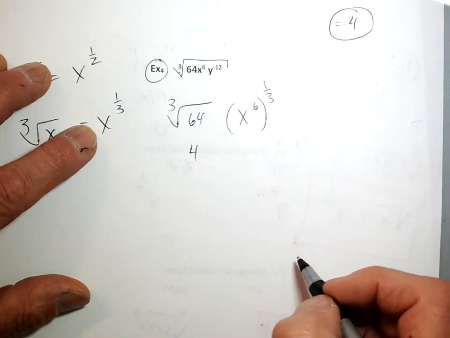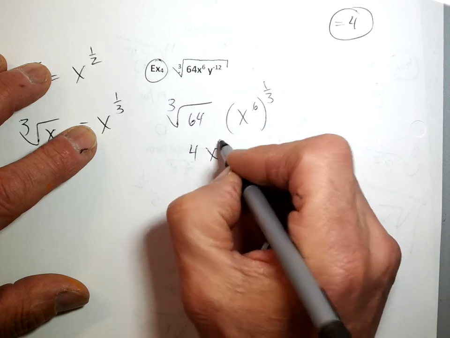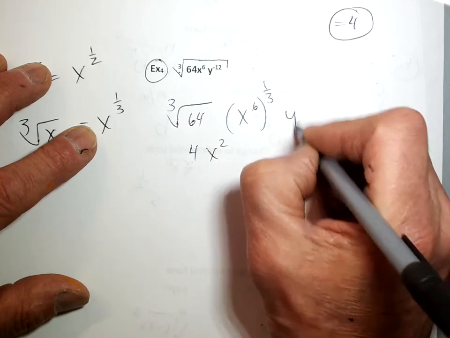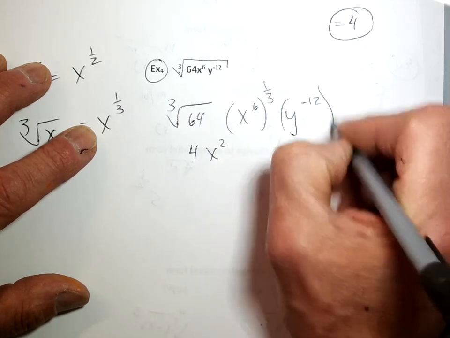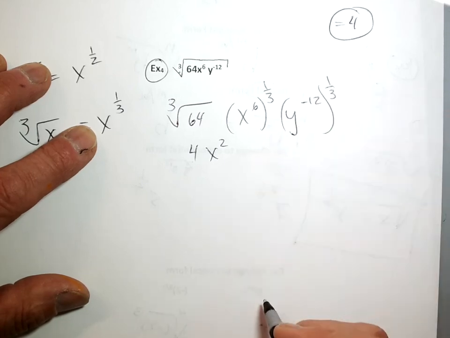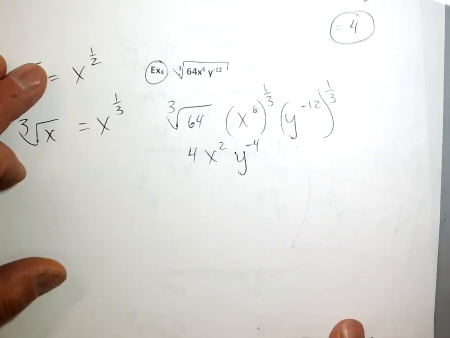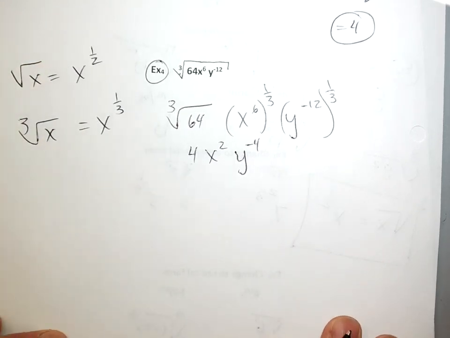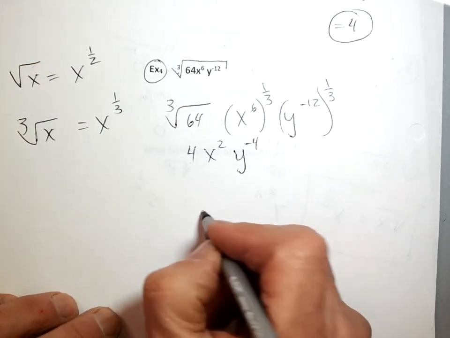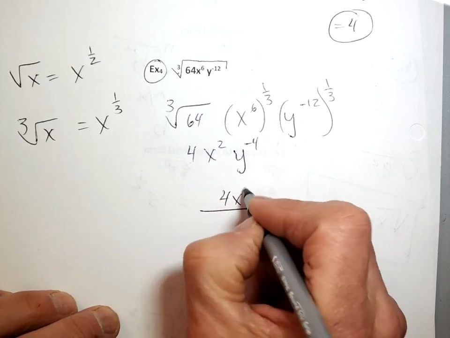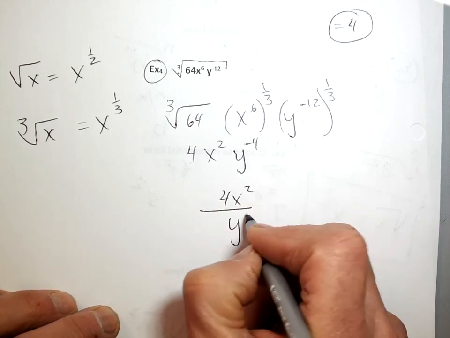Because I'm taking exponents, right? X to the 2. I'm going to take y to the negative 12, and I'm going to take 1/3 of it. Y to the negative 4, okay? There's one more thing I can do, right? Let's fix the negative exponent. So, 4x squared over y to the 4th.